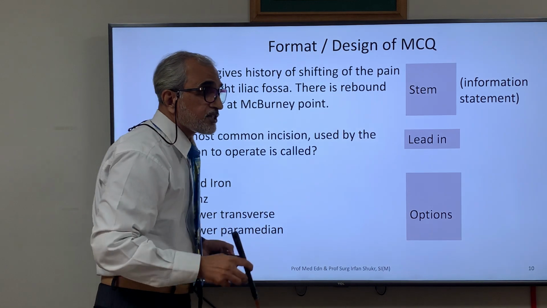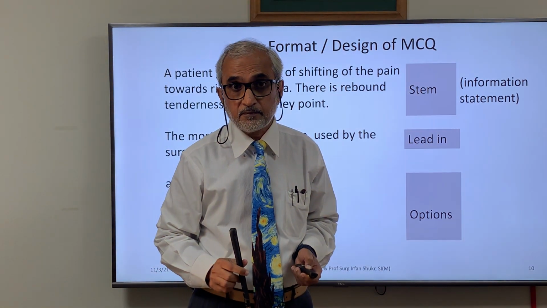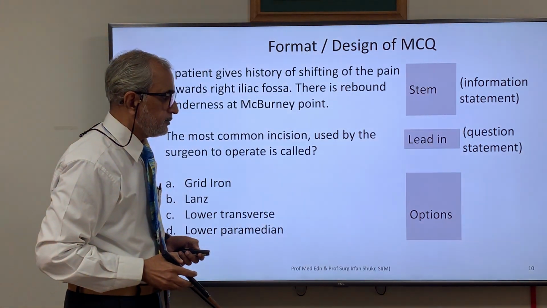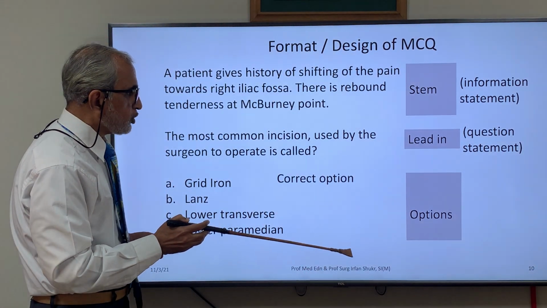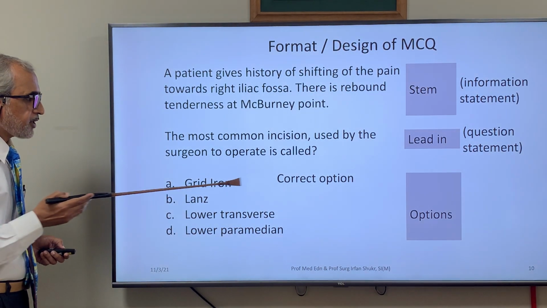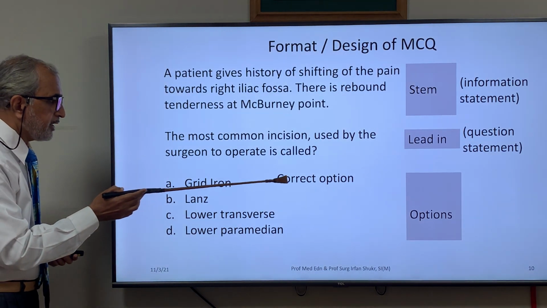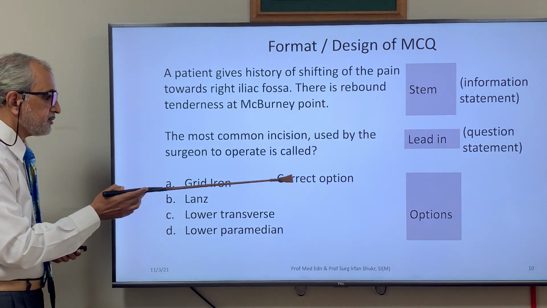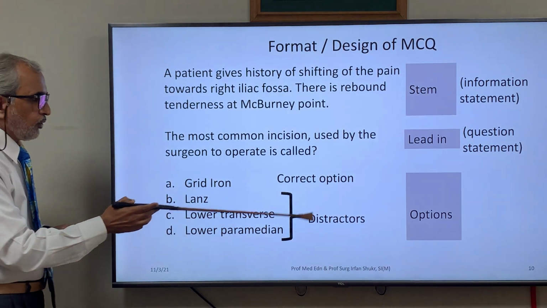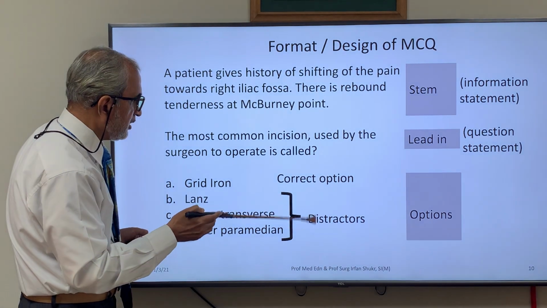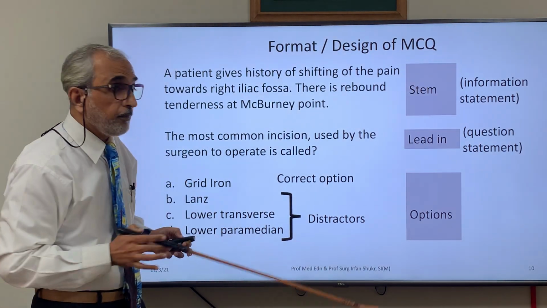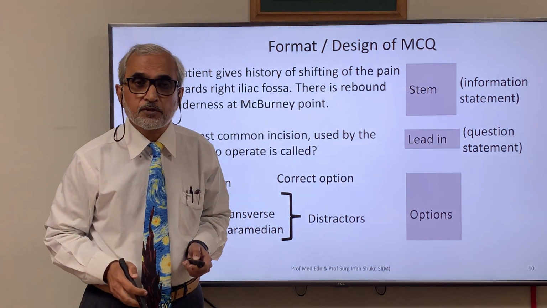STEM is the information statement, if you think of it. Lead-in is the question statement. And options are the plausible answers, out of which one is the correct option, which you can call the key, or you can call it a correct answer, and the rest are called distractors. So options consist of a correct option, a correct answer, and distractors. This is the format or design of an MCQ.